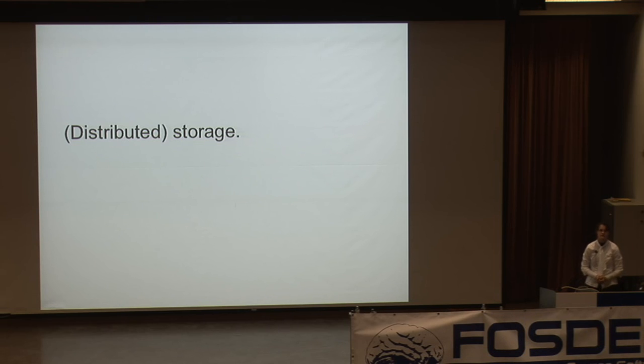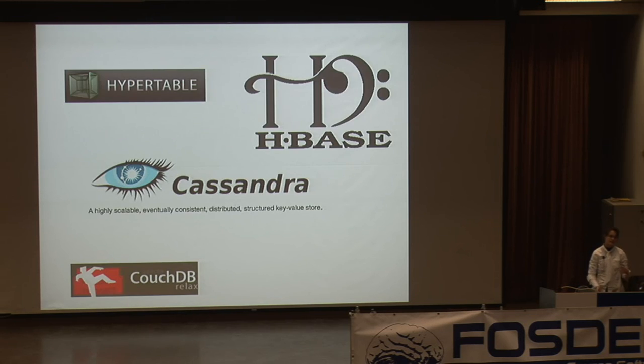There are some projects making it easier to distribute storage. As I explained, HDFS is not optimized for random access. It's optimized for continuous files. So what if you want some kind of random access, and what if you have semi-structured data? Then you may want to go for HBase, or Cassandra, or Hypertable, which are all three based on HDFS.